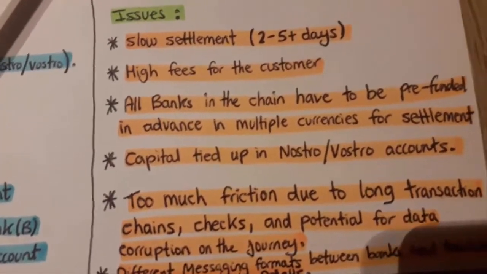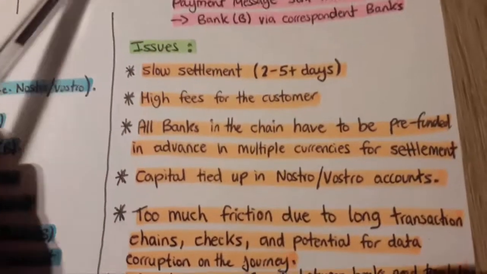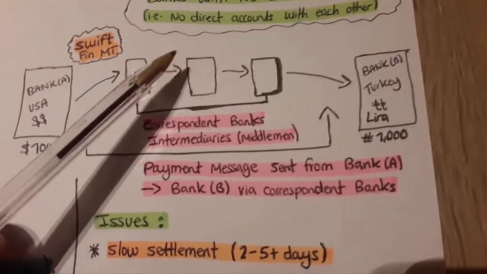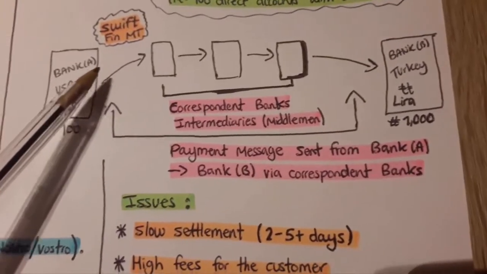And another issue is that there's too much friction due to long transaction chains, and then there's checks along the way for compliance, and also there's a potential for data corruption as well on the journey.